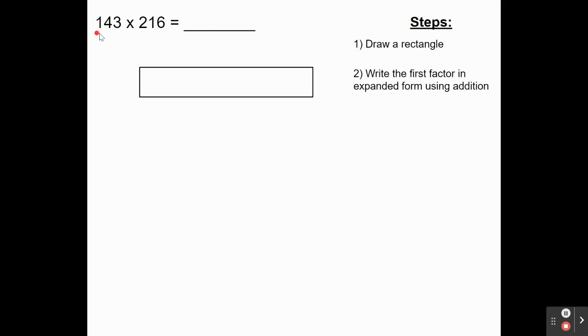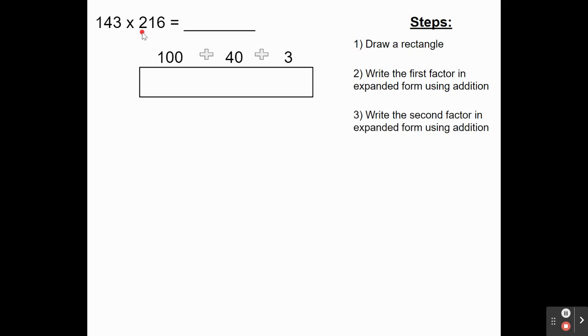Since the 1 is in the hundreds place, the value is 100. The 4 is in the tens place, so we're going to add 40. The 3 is in the ones place, so we're going to add 3. Next, we're going to write the second factor in expanded form using addition. The second factor is 216.